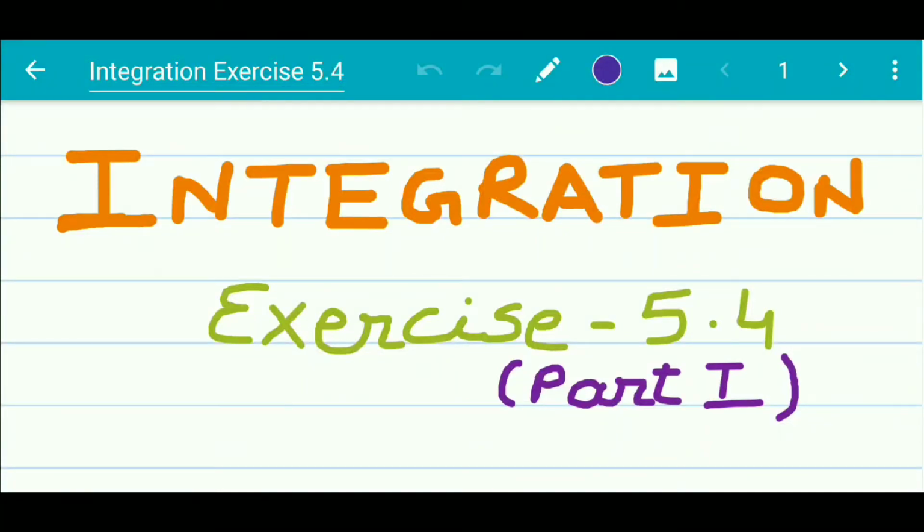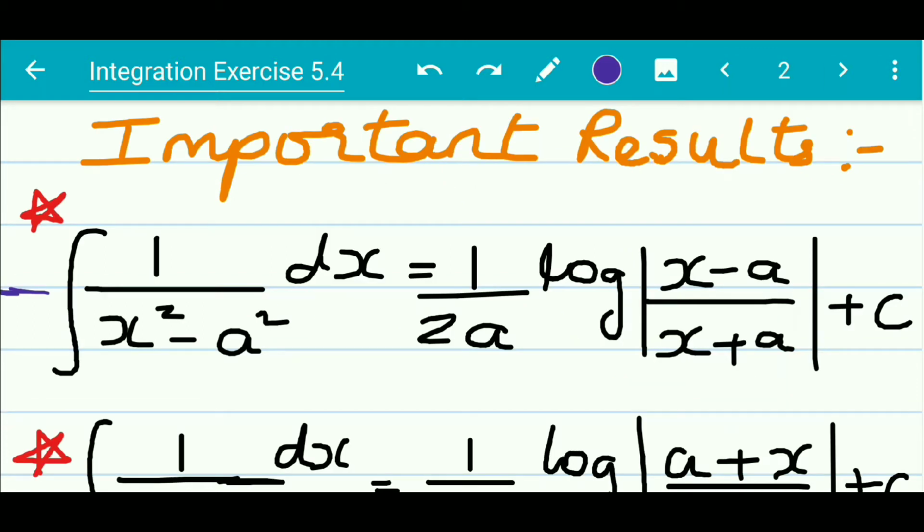Hello students, in this lecture on integration, we are going to begin with exercise 5.4. Now, in this exercise actually there are 4 main formulae to be learnt. But in this lecture, we are going to go through the first 2 formulae only. So just read the formulae and try to learn it if possible.